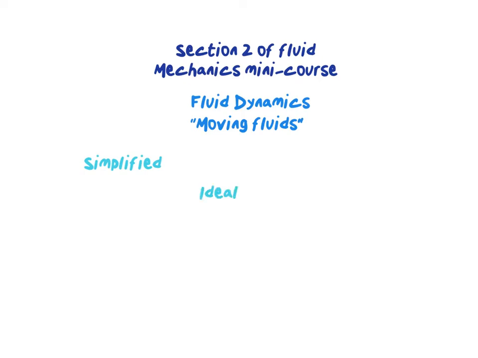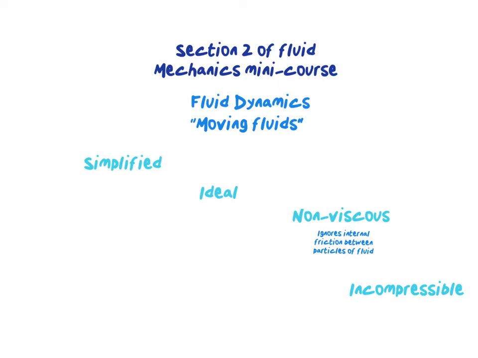That means that they're non-viscous. In other words, we will ignore the internal resistance or friction that the fluid particles have along one another. We're also going to say that all these fluids are incompressible, which we've done before in the previous section. We are even going to consider gases to be incompressible.